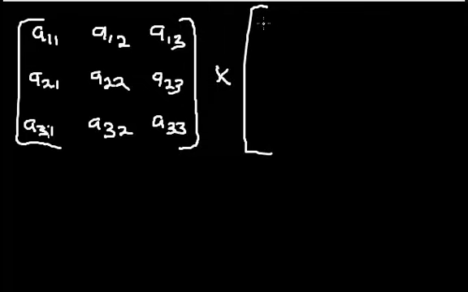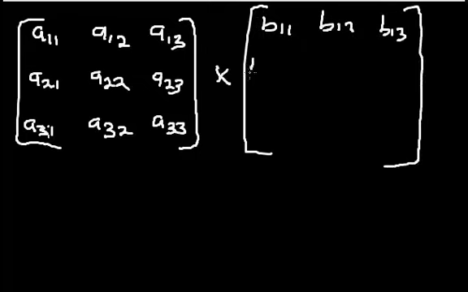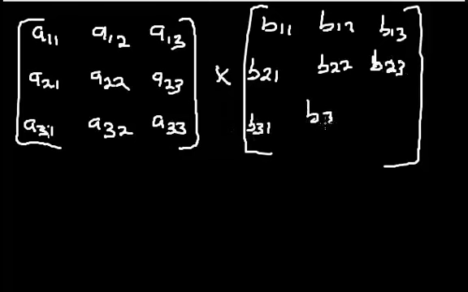This time, matrix B: B11, B12, B13, B21, B22, B23, B31, B32, and B33.